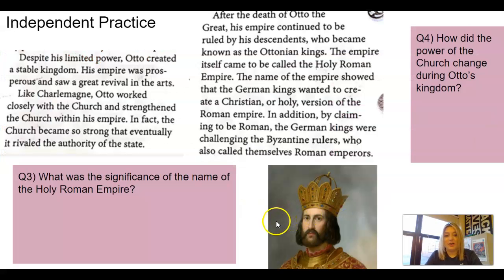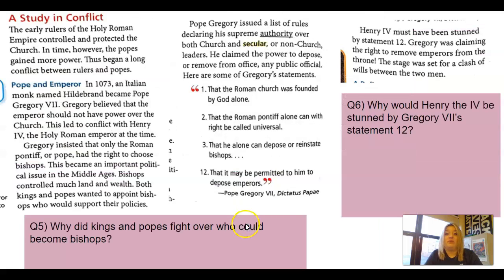All right, so for independent practice, you are going to read a little bit more about Otto and some of the rulers and the kings. And then you are going to look at where, this is when we're going to start seeing a huge conflict between the king or the emperor and the pope, because they're going to argue over who has the most power, and who has power over the government, and then who has power over the government and religion.